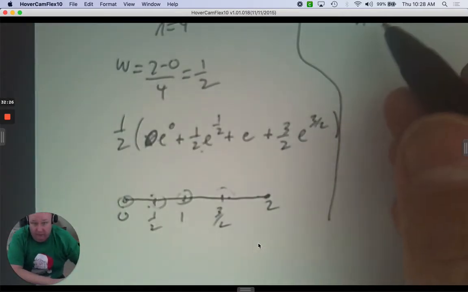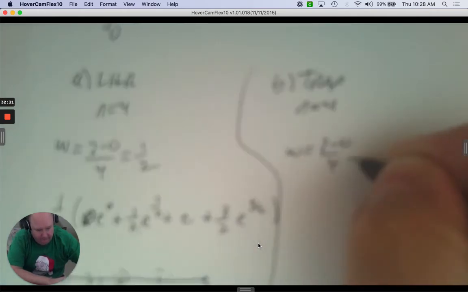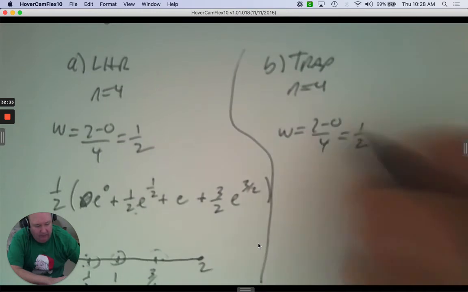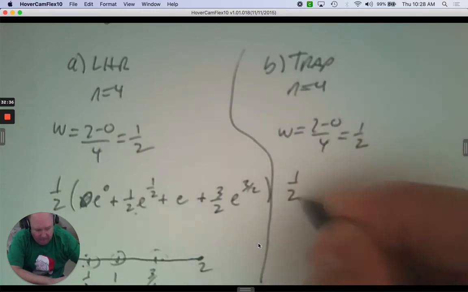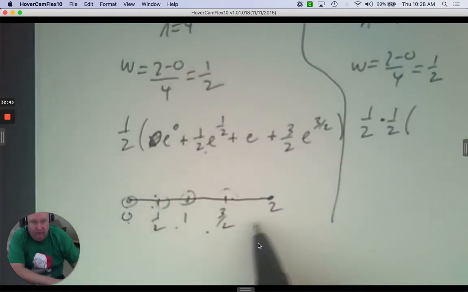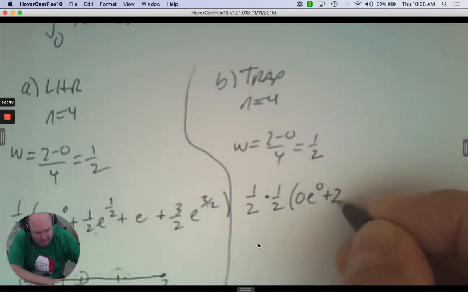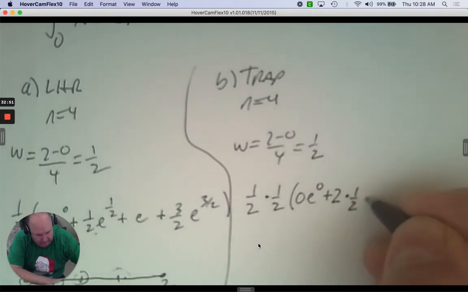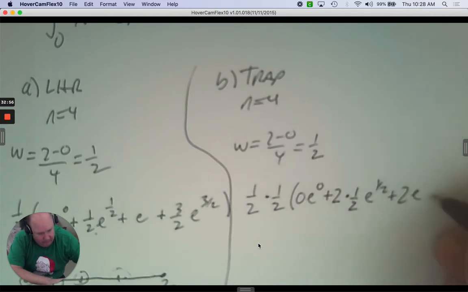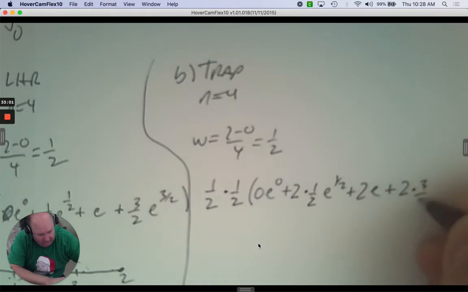Now, how would that look different for a trapezoid? The width is going to be the same. So they have a common width of 1/2. Now the formula for a trapezoid starts with 1/2, then the common width, and then we're going to use each one of these. So it's every 1/2. So we start with 0, and then we double the next height. We double the next height. We double the next height. And then it's the last height that we don't double.